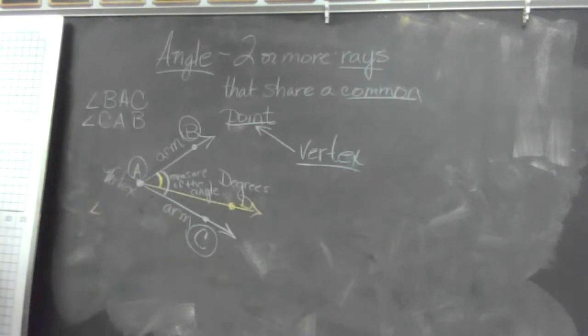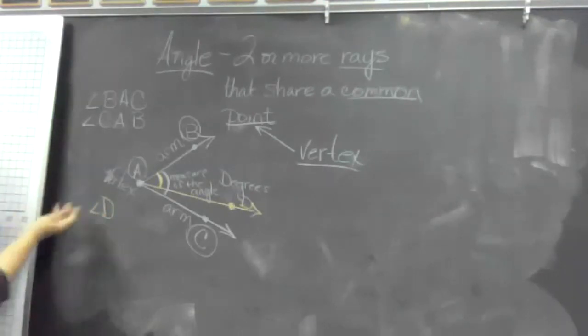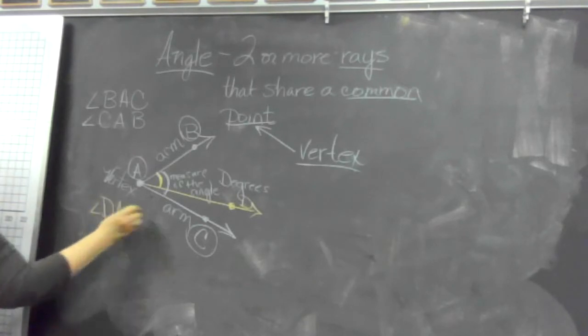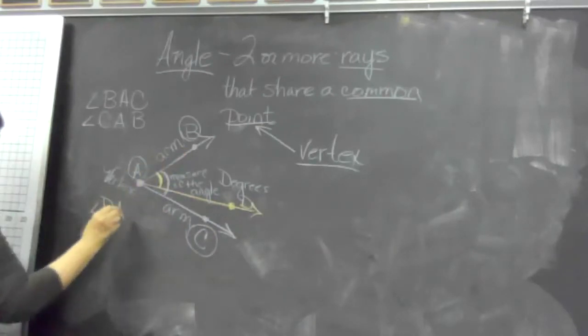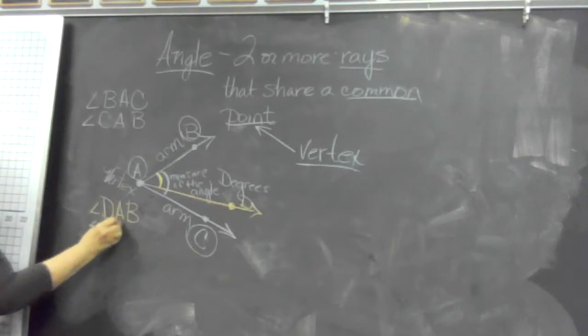Is it B? No, D like a dog. B. But that's just a point. You name an angle with 3 letters, and you have to have A in the middle, because the vertex has to be in the middle. So D, A, B. Yes, or angle B, A, D. Okay?